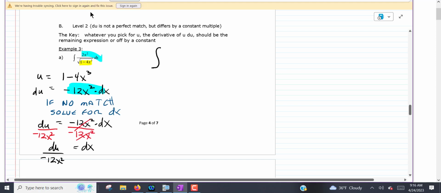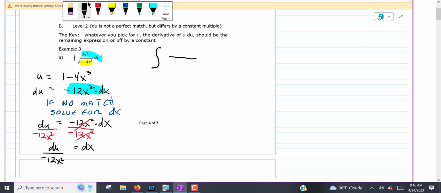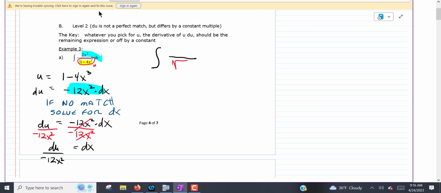Now here's what happens on the problem. When you substitute, and sometimes the substitution part is the hardest part for students to do, the denominator, you're going to have square root of u. And then you're going to replace dx. Dx gets replaced with du over negative 12x squared. So replace that dx with du over negative 12x squared like that. That's not all of it. We haven't really substituted for everything.